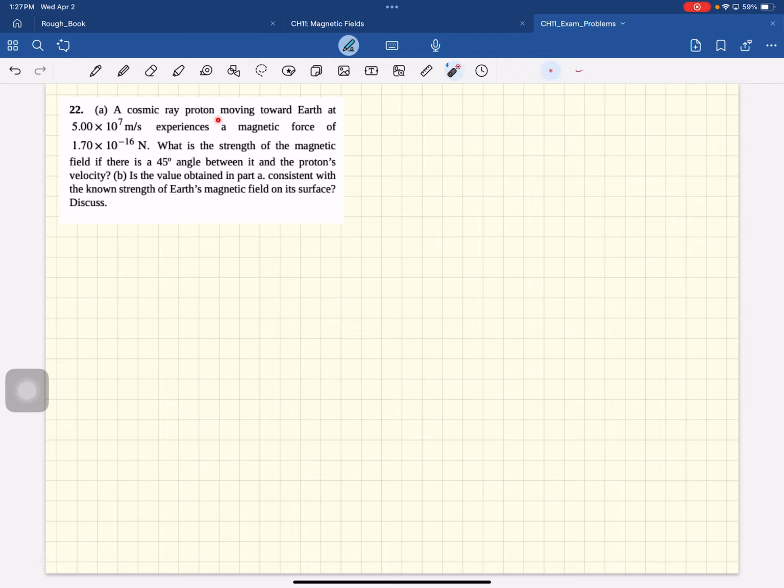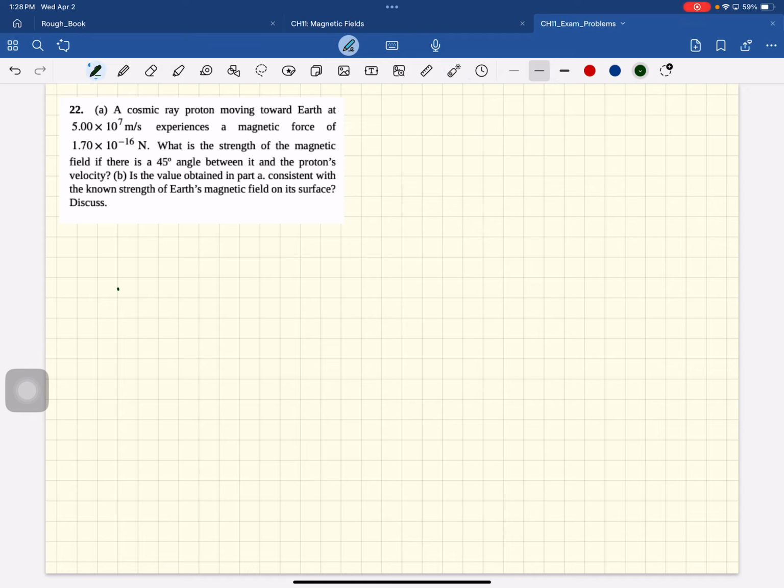A cosmic ray proton moves towards Earth at 5 times 10 to the 7 meters per second. A cosmic ray proton is a proton from a far, far away source. It experiences a magnetic force of magnitude 1.7 times 10 to the minus 16 newtons. What is the strength of the magnetic field if there's a 45-degree angle between it and the proton's velocity?